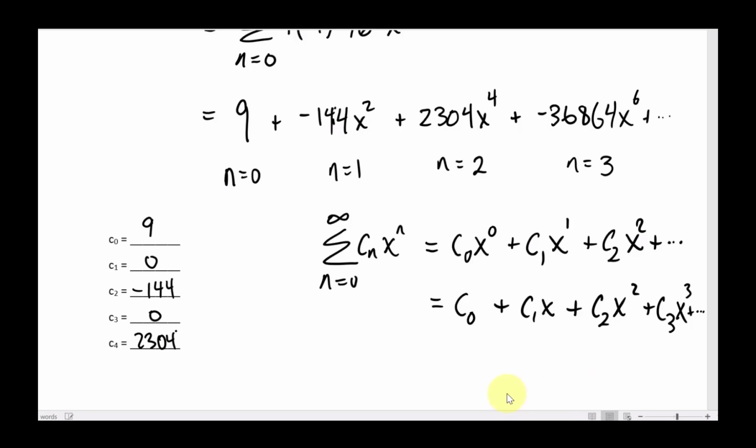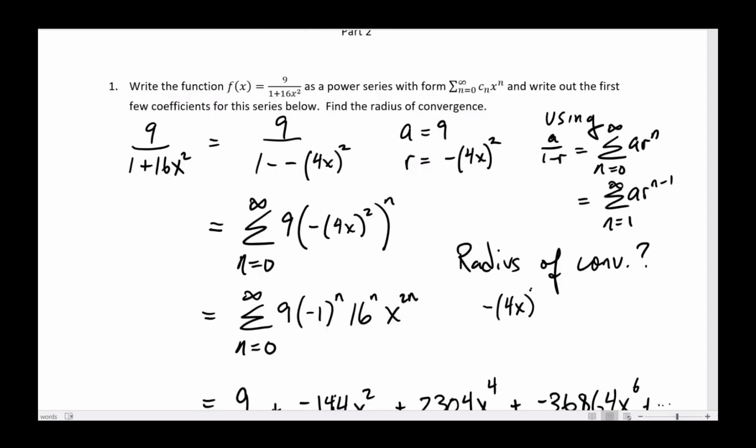Now there was a little more to the question. It also asked us to find the radius of convergence. So to find the radius of convergence, since this was the r value in this particular derivation, this has to be less than 1 in absolute value. So that's what I'm writing here. And now we'll try to figure out exactly what that implies as the radius.